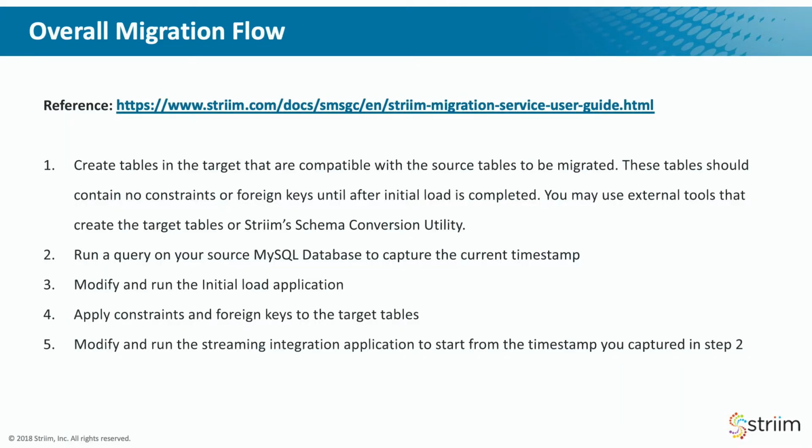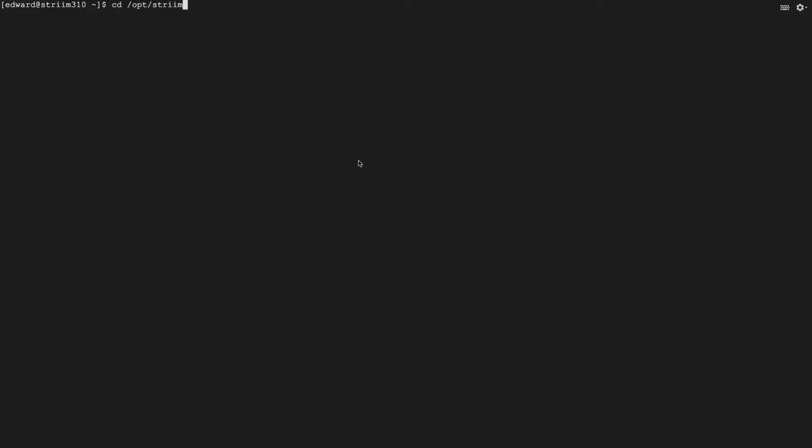So before executing your database migration, first you need to migrate your schema. This can be done using native tools such as MySQL dump and be done on your own, or we also have a schema conversion utility that's built into the Striim product. So all I've done here is I've SSH'd into the underlying VM that Striim is running on. In the GCP console, there's that easy SSH button, which allows you to easily SSH into the underlying VM.